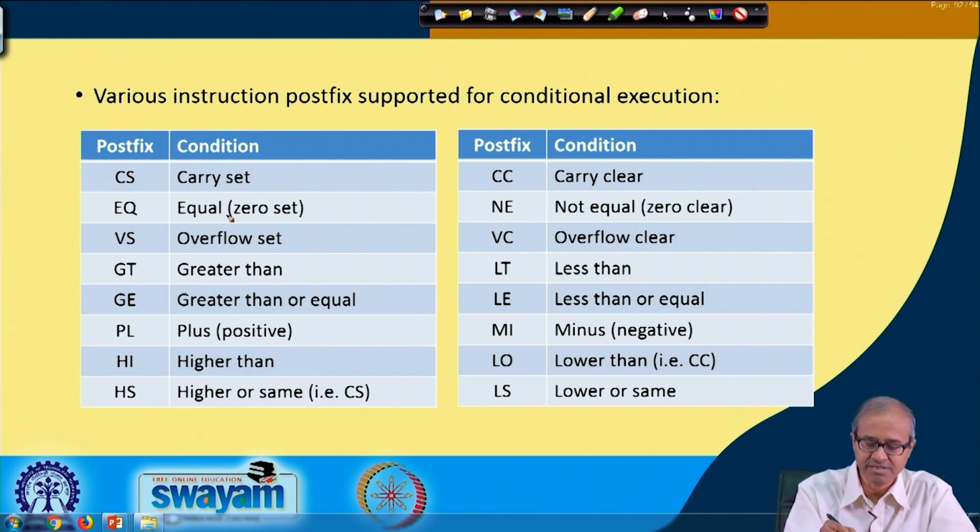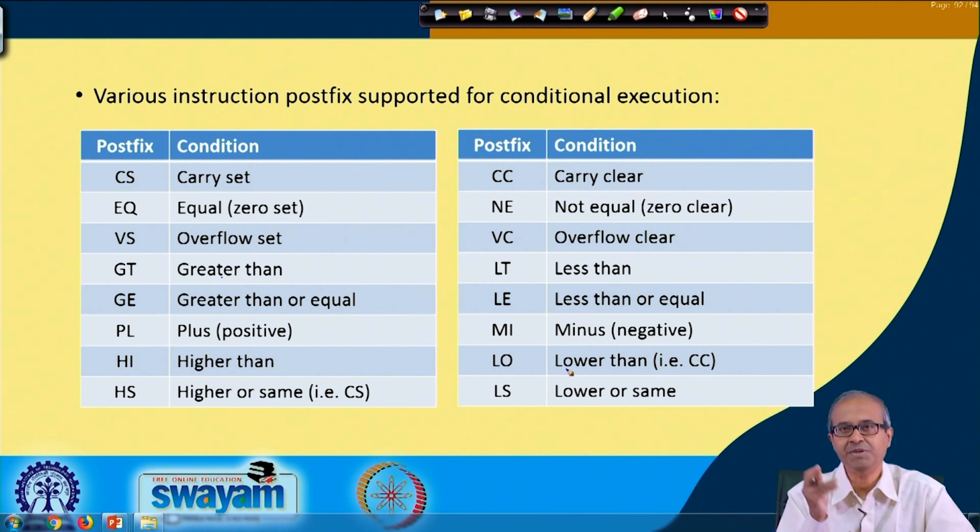You can see how many conditions there are, 4, 5, 6, 7, 8, 16, which means as part of the instruction there must be 4 bits reserved somewhere which will specify which condition. Okay? Fine.